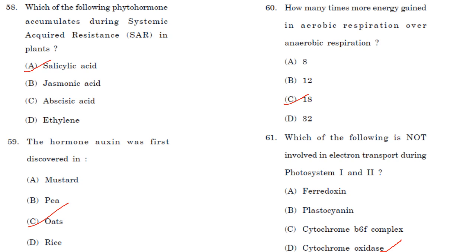Then, which of the following phytohormones accumulates during systemic acquired resistance in plants?